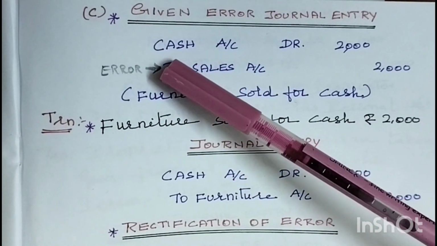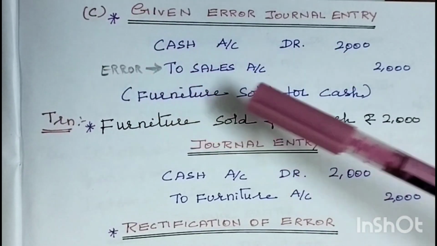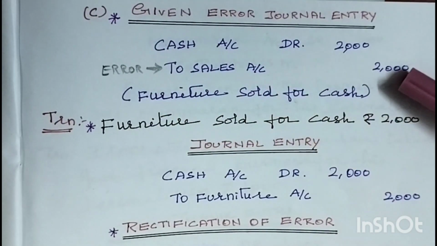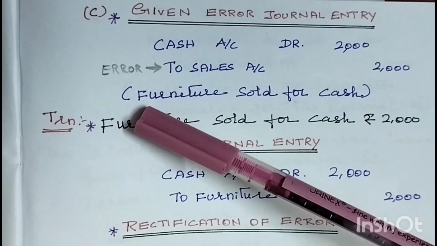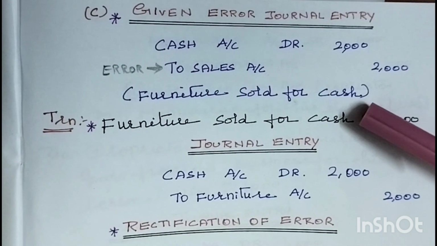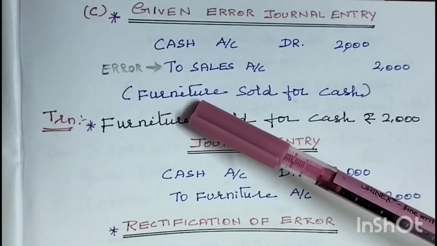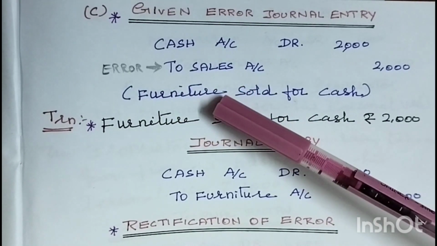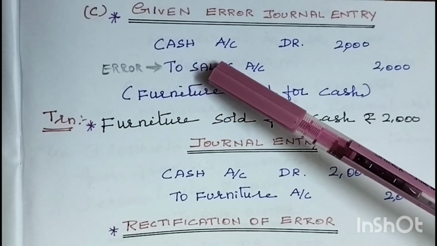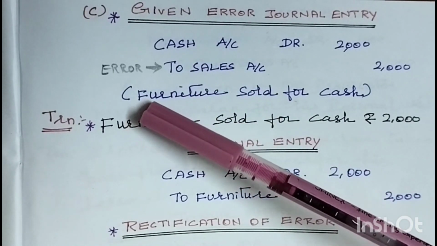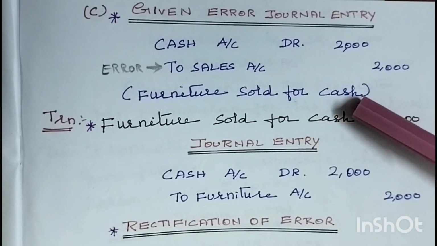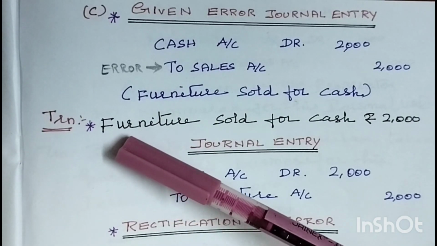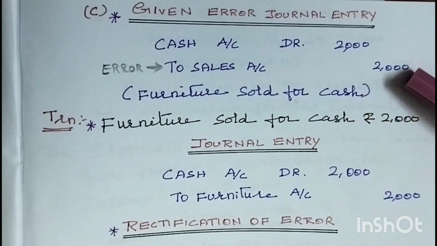Okay, let's see the journal entry. Cash account debtor 2,000 rupees to sales account 2,000 rupees. The narration is also given here: furniture sold for cash. The narration is very important, because from the narration we have to find out the error. We can take the narration as the transaction. So the transaction is furniture sold for cash rupees 2,000.